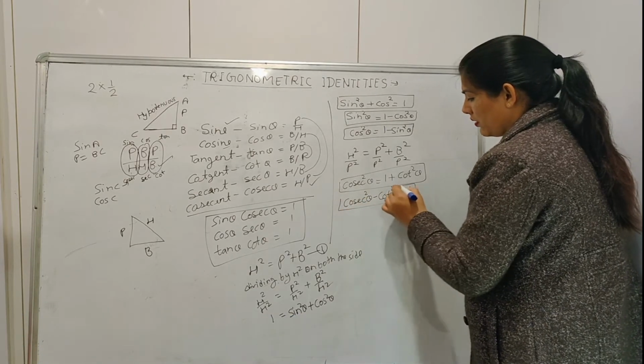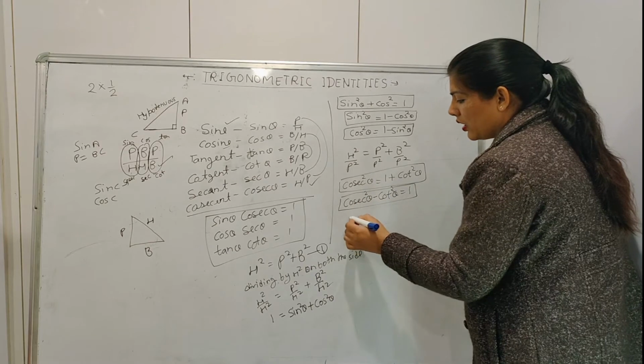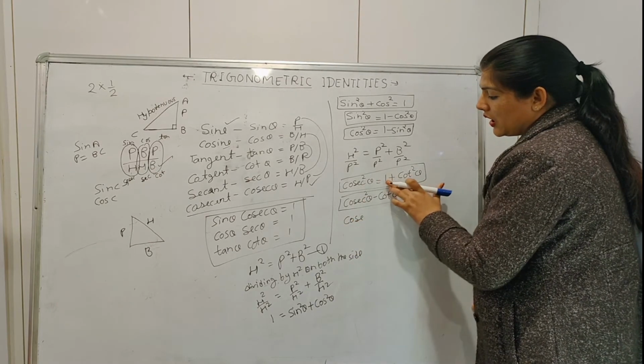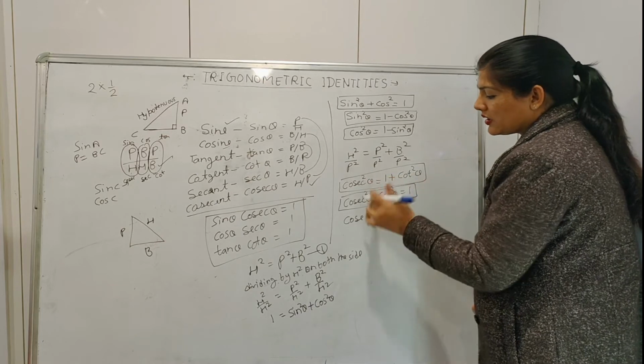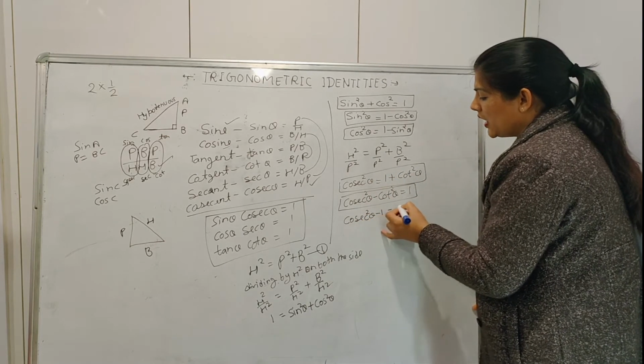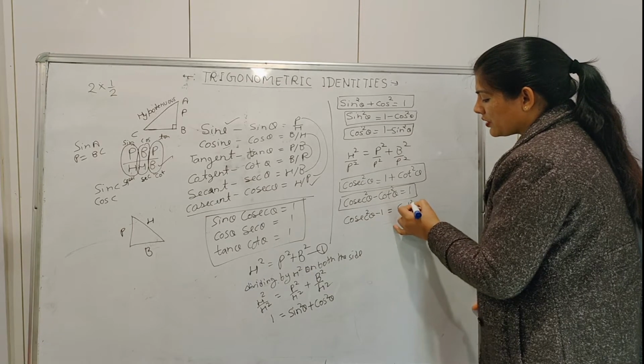Or the third form is cosec square theta, take 1 to the left hand side, it will have a negative sign, and this gives you cosec square theta minus 1 equals cot square theta.